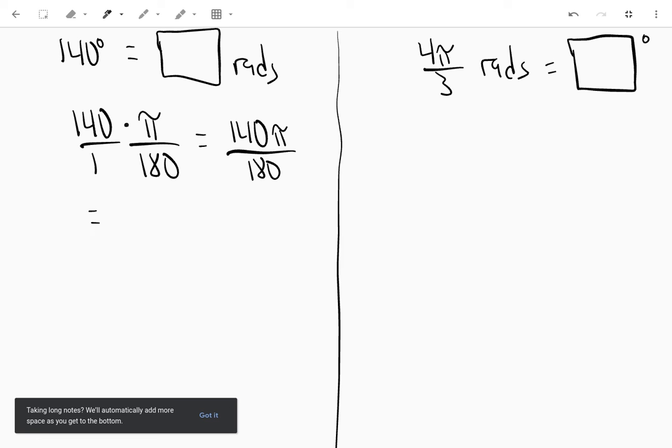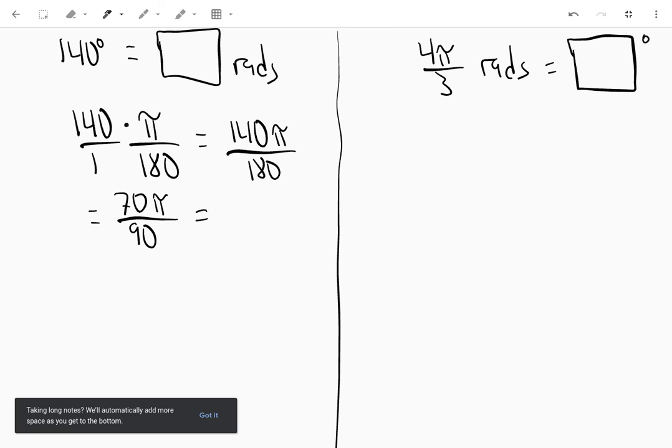I can continue to simplify this. I can simplify the 140 and the 180 because those are both even numbers. If you're ever not sure how to simplify, if you have two even numbers, you can keep dividing by 2 until you get a fully reduced fraction. So if I divide everything by 2, 140 divided by 2 would be 70, so that would be 70 pi, and 180 divided by 2 would be 90. So I would end up at 70 pi over 90.